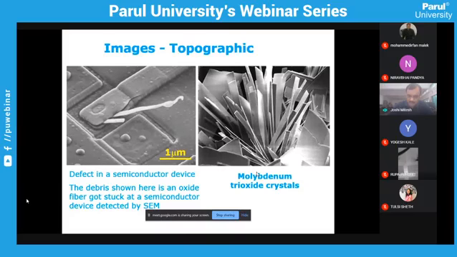Topographical images, as I said, give surface information. So defects in semiconductor devices you can identify. You can also identify orientations of the planes inside the crystal. So there are different applications of this.